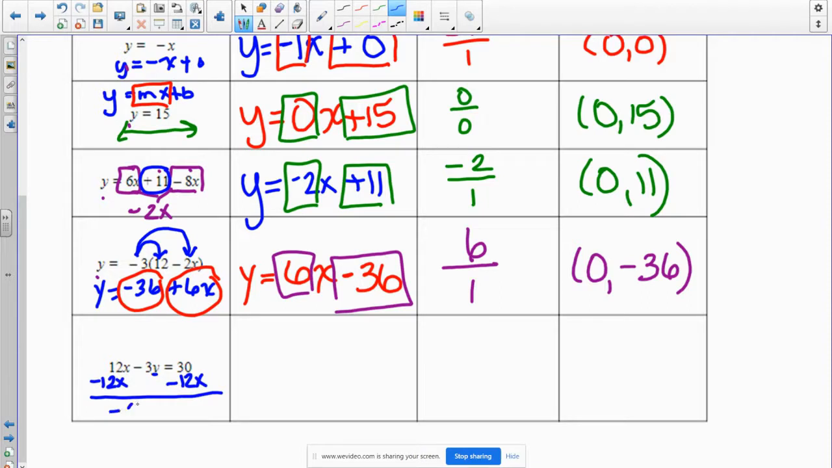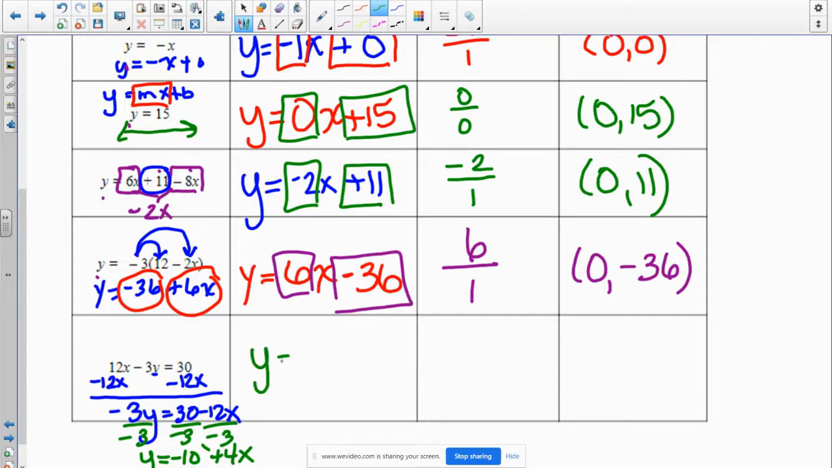So then I'd have negative 3y equals 30 take away 12x, because you can't actually physically take 12x away from 30. Then you'd have to divide by negative 3, and each term gets divided by negative 3. So negative 3y divided by negative 3 is y. 30 divided by negative 3 is negative 10. Negative 12x divided by negative 3 is a positive 4x. So now I'm just going to write it in correct order.